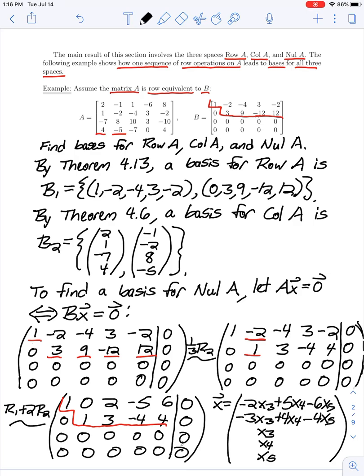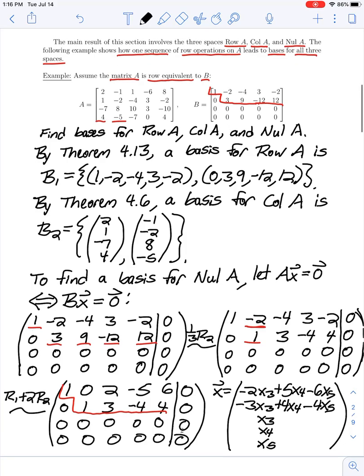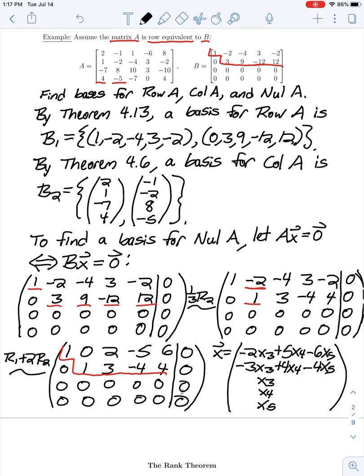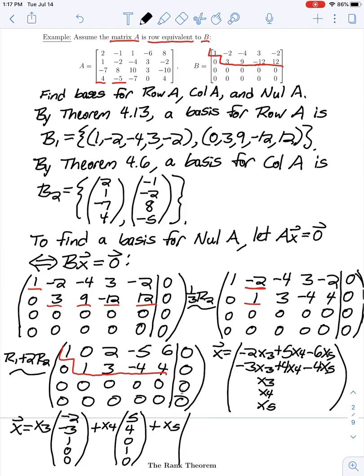So rewriting this solution set as a linear combination of vectors where these free variables are the weights, we have the following. X is equal to x3 times the vector negative 2, negative 3, 1, 0, 0, plus x4 times the vector 5, 4, 0, 1, 0, plus x5 times the vector negative 6, negative 4, 0, 0, 1. So these 3 vectors, which we have here, are a basis for our null space.